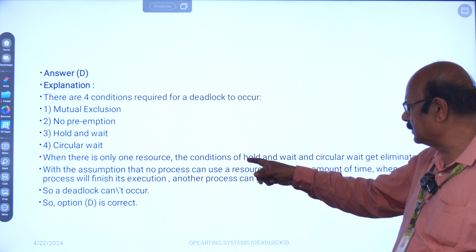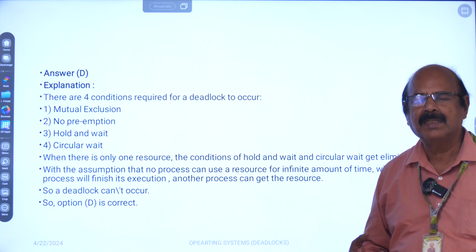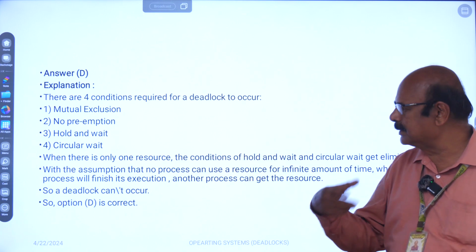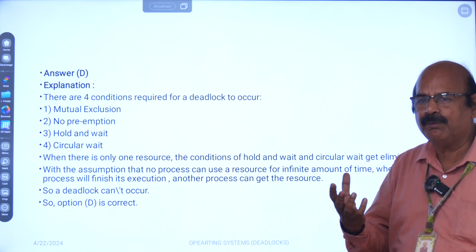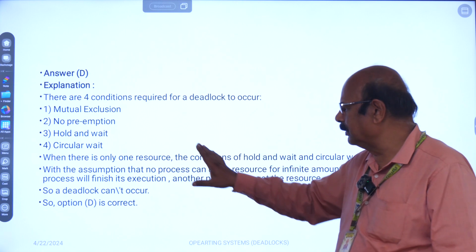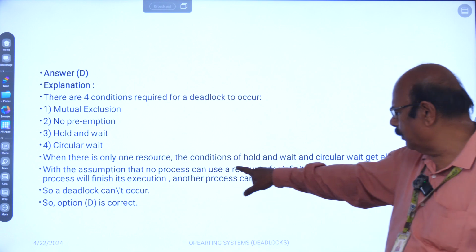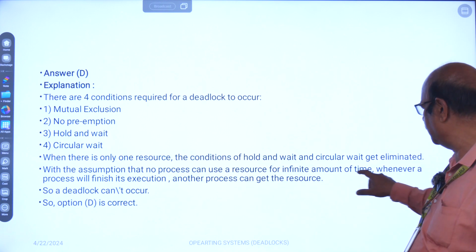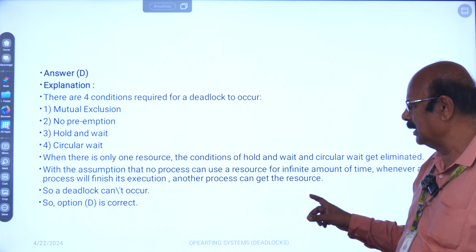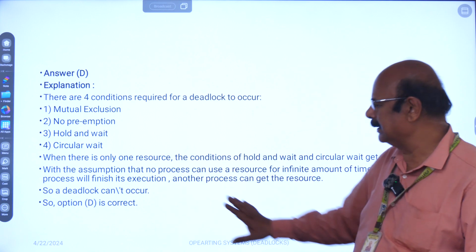But when there are only resources, the conditions for hold and wait and circular wait get eliminated. Whenever many resources are there, then only a process will be waiting, in a circular wait. But here, that is eliminated. That option gets eliminated with the assumption that no process can use the resource for an infinite amount of time. Whenever a process finishes, another process can get the resource. So deadlock can't occur. So option D is the correct one here.